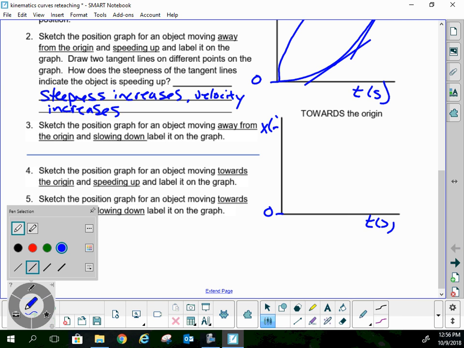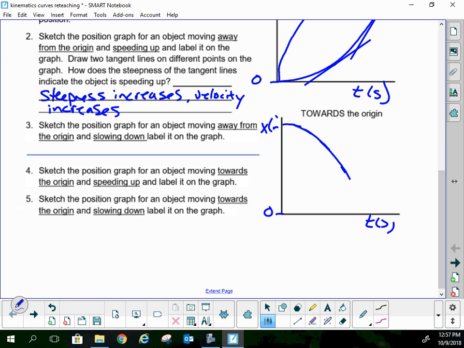Speeding up towards the origin is going to start out fairly flat, and it's going to be getting steeper and steeper as time goes on. So I can kind of draw it like this. Maybe that'll help you see that it starts flat and it gets steeper and steeper as time goes on. So I'm going to label that one speeding up. Note that this is moving towards the origin.